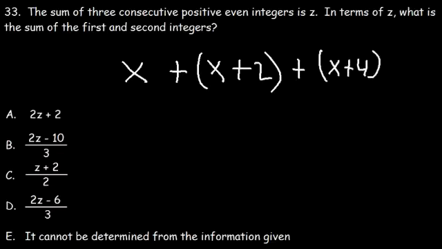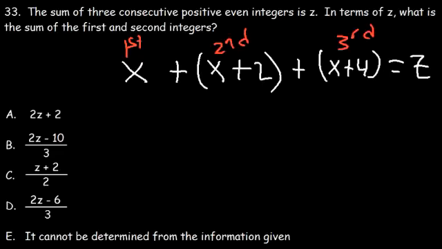So let's say if x was 8. 8 plus 2 would be 10, and 8 plus 4 is 12. So as you can see, these are consecutive positive even integers. Now, the question stated that the sum of these three consecutive even integers is equal to z. So that's the equation that we have. And somehow, with this equation, we need to find out what the sum of the first and second integers are in terms of z. So here's the first one, this is the second, and this is the third.